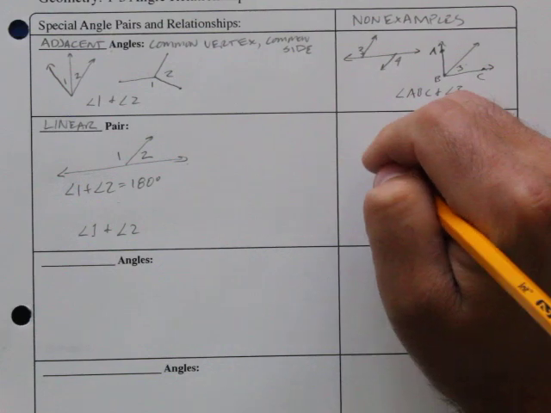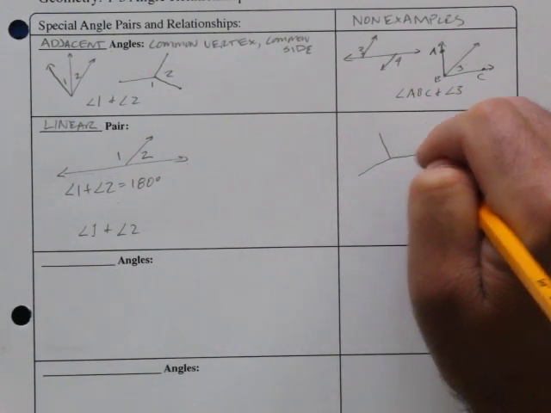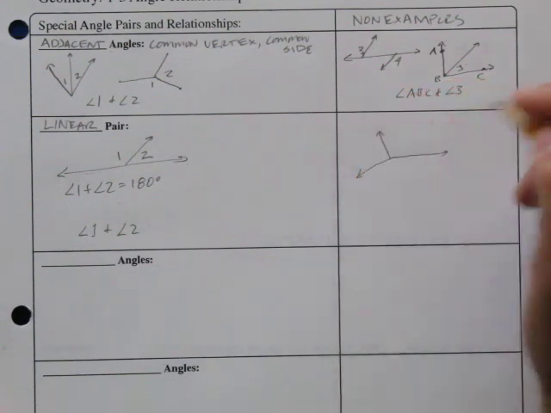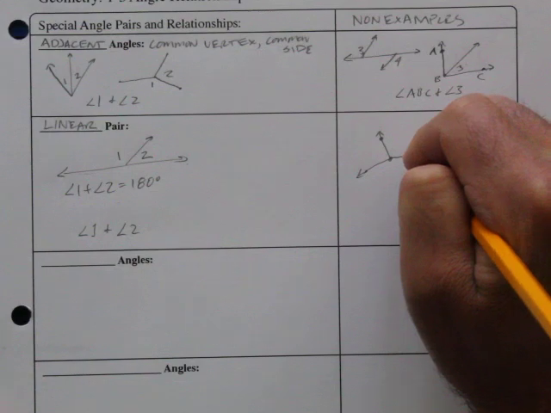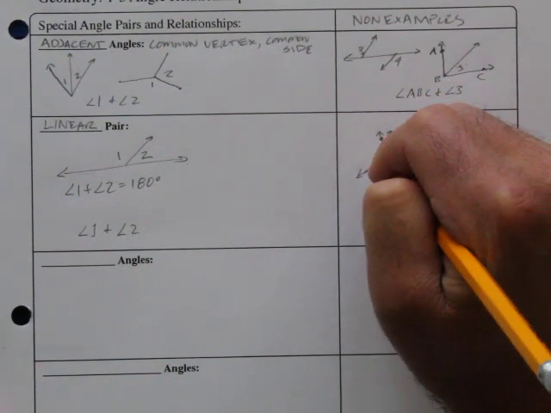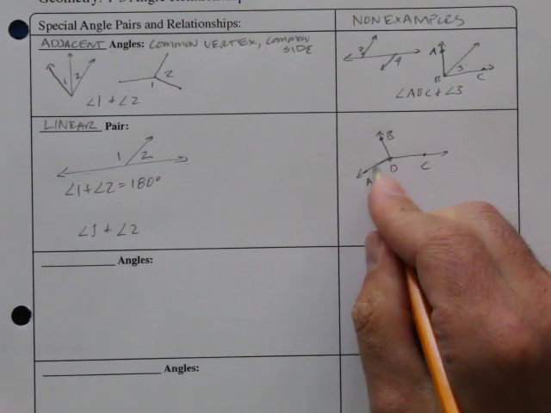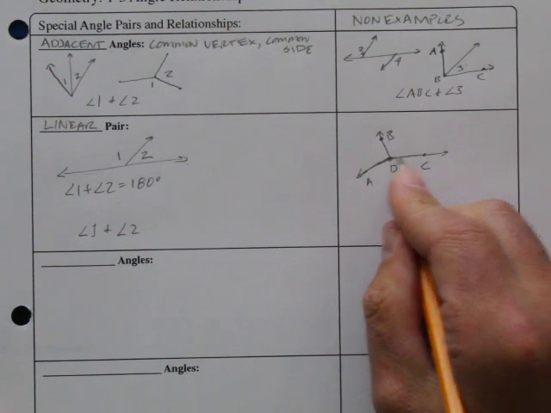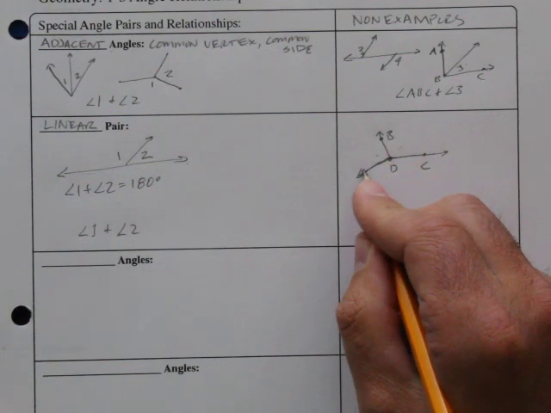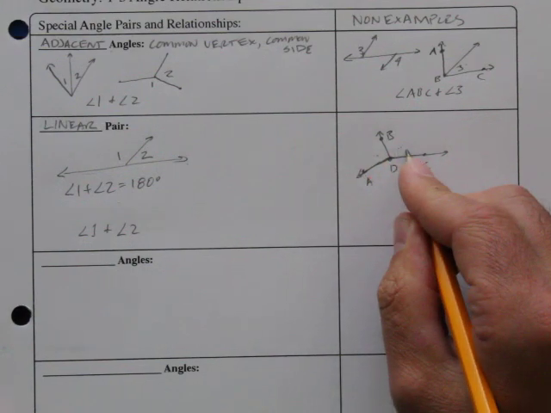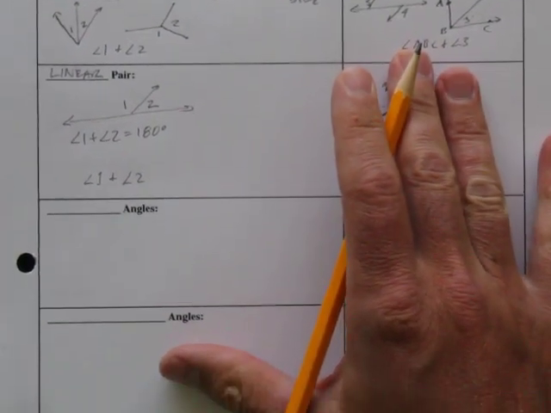Now let's look at this. Let's draw another non-example. We can label this B, D, A, C. Notice how we have a vertex here, but we don't have a line. So if I added these two together, it would be greater than 180 degrees. This is not a line. This is not a linear pair.